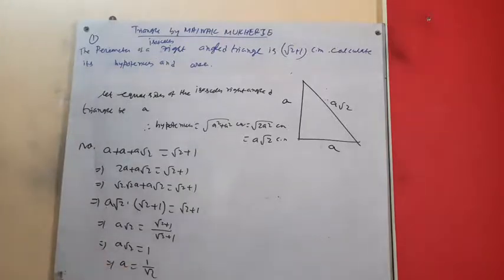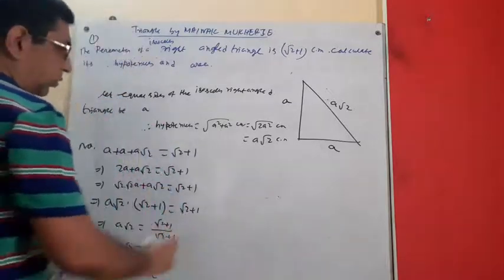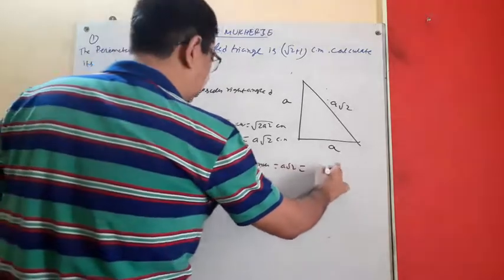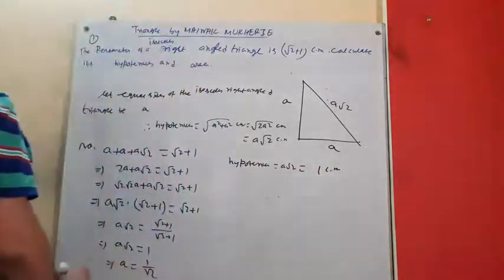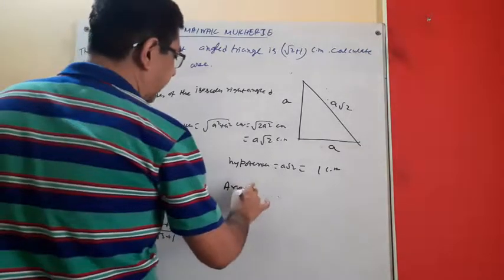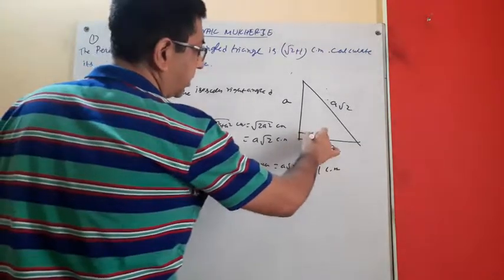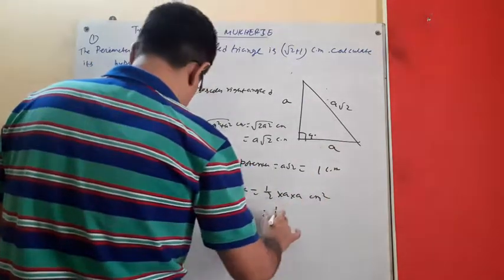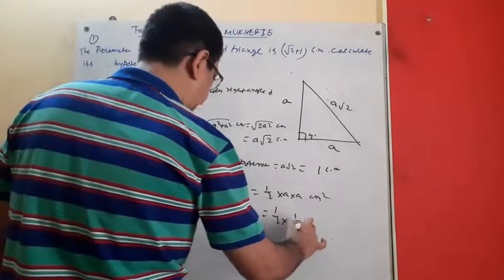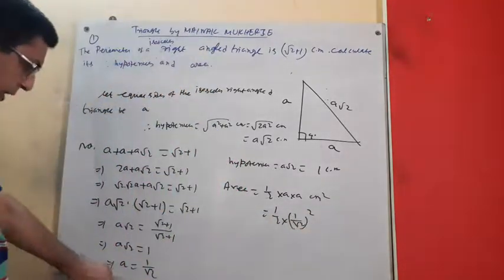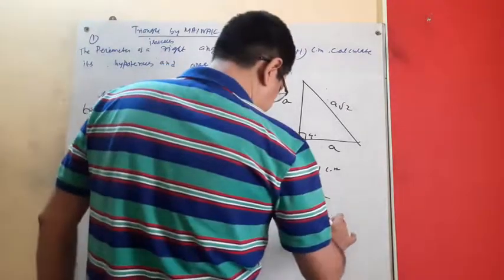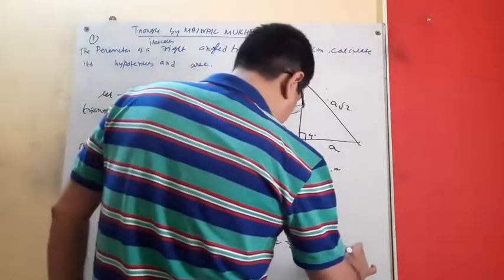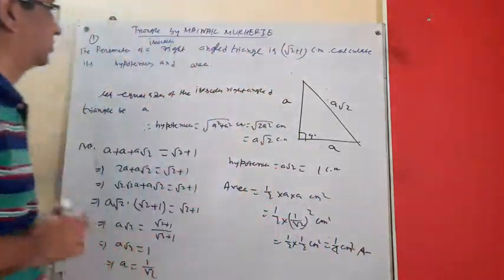Now a equals 1 by root 2. But what do we have to find? Hypotenuse. So the hypotenuse is a root 2, which equals 1 centimeter. And area: what is the area? Half into base into height, since this is 90 degrees. Half into a square, where a equals 1 by root 2, whole square. That is half into 1 by 2 centimeter square, that is 1 by 4 centimeter square. This is the answer.